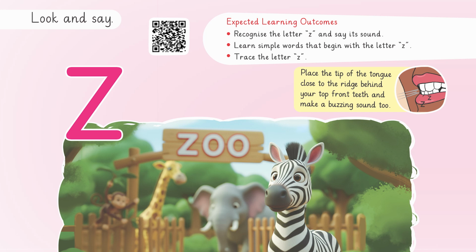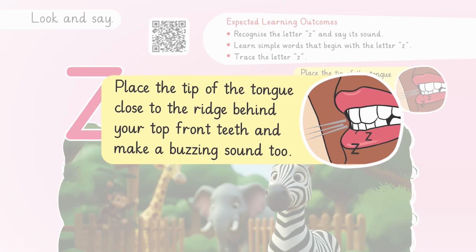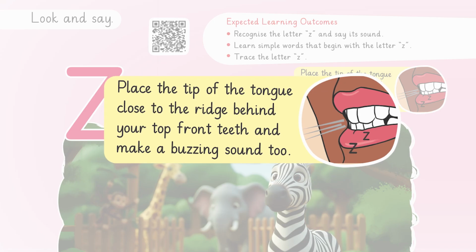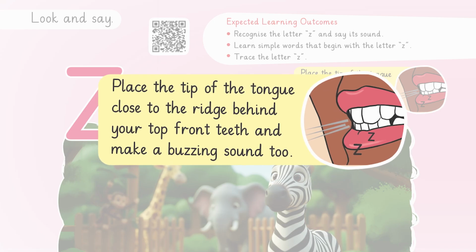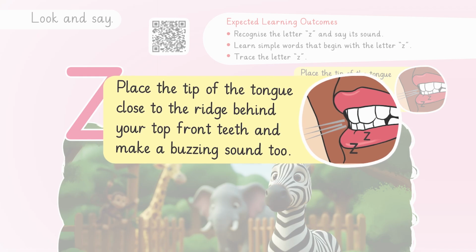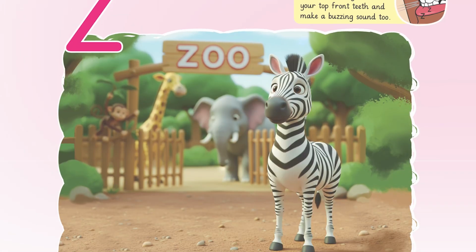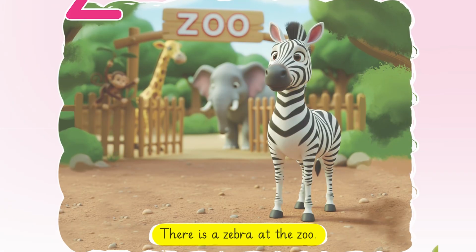Here it's letter Z and place the tip of the tongue close to the ridge behind your top front teeth and make a buzzing sound too, like zzz, zzz. Yes, don't elongate the sound. And here is the zebra at the zoo.